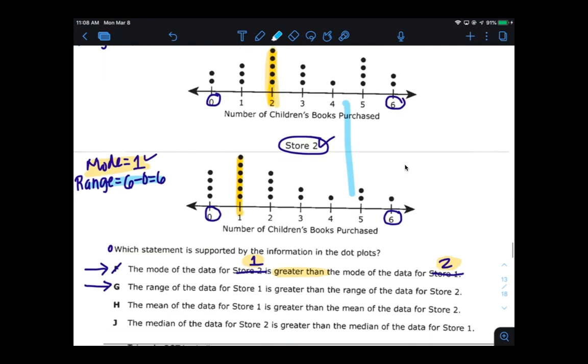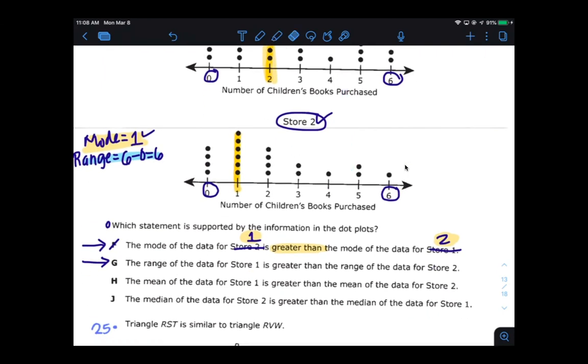So I'm going to substitute that into this statement. It says store 1 is 6 and store 2 is 6. I'm going to read again: 6 is greater than 6. That is absolutely not true. And so then we go on to answer choice H.